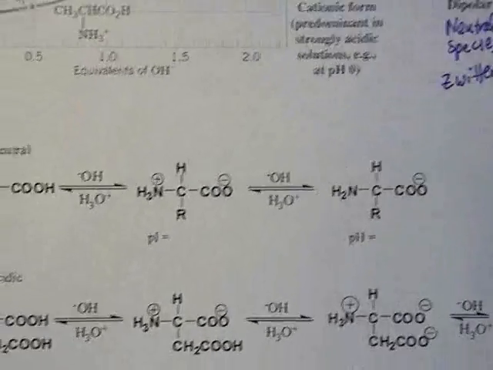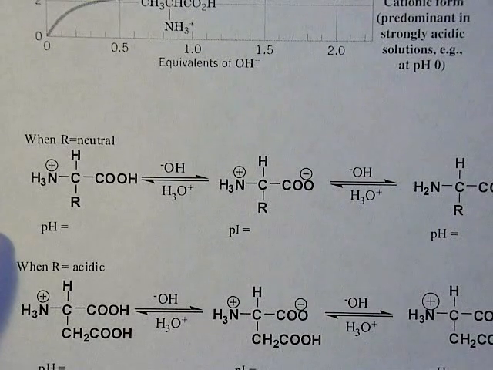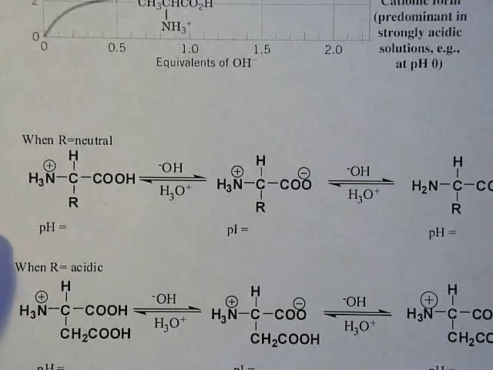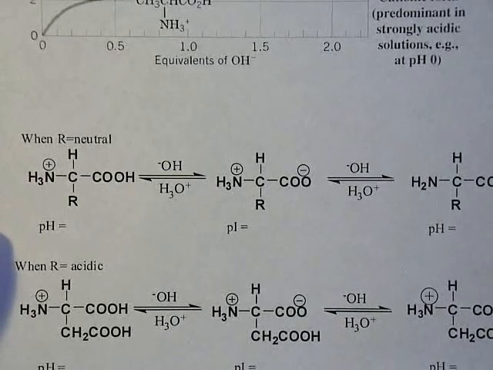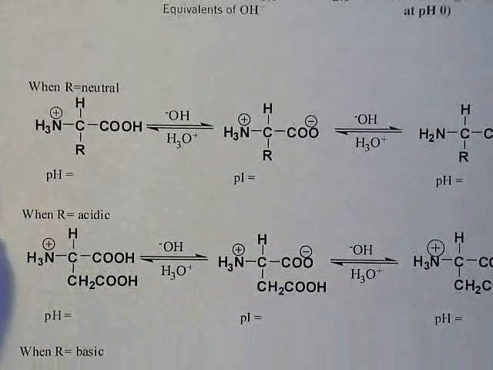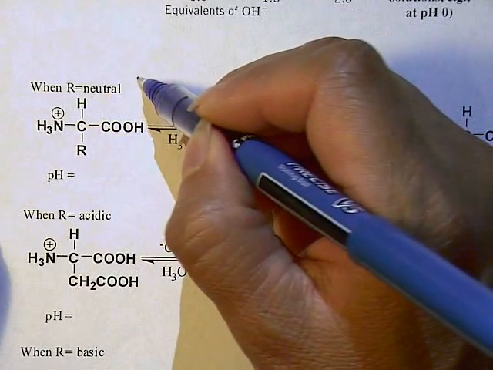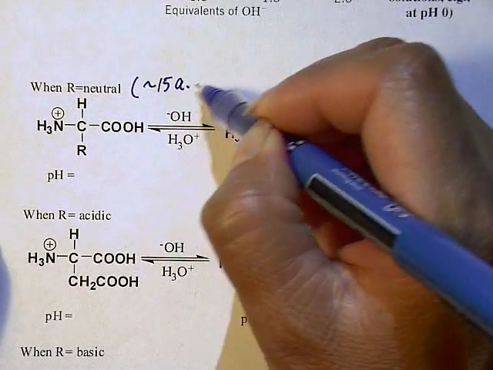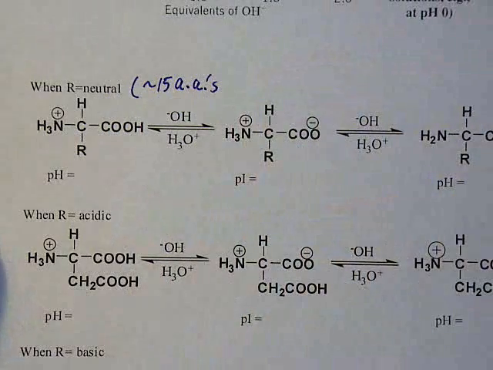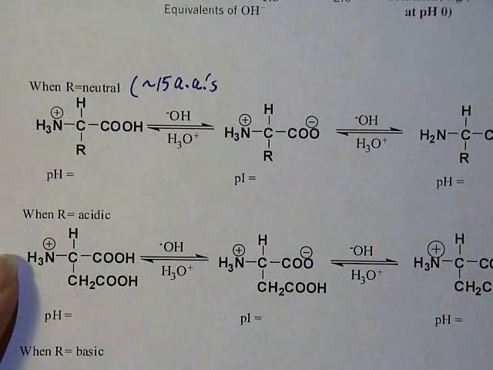trends as we look at different amino acids. All right. So what I have here is I summarized what would happen depending on whether your side chains are neutral or acidic or basic, what form is it going to be in, and what overall charge it's going to have. All right. So when R is neutral, when the side chains are neutral, and this applies to about 15 amino acids, so we are talking about all of the non-polar amino acids as well as polar neutral amino acids when we talk about this.